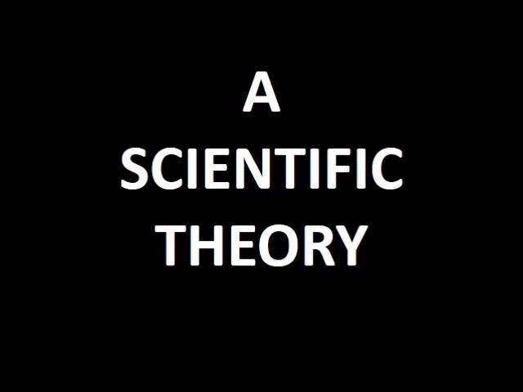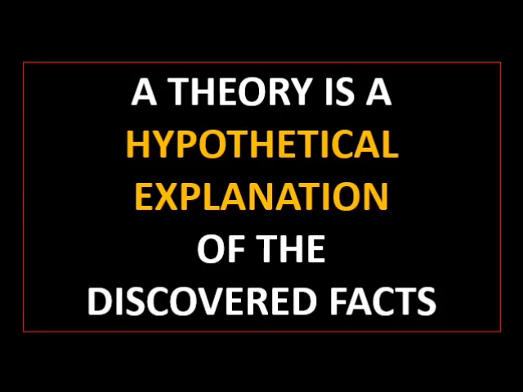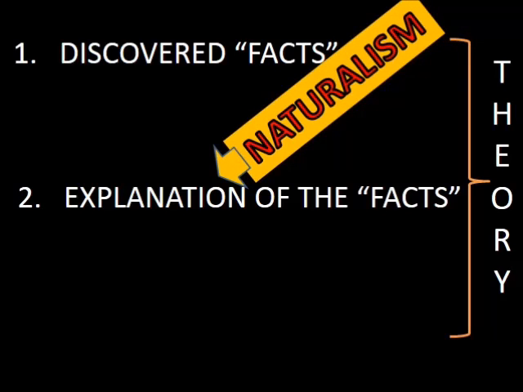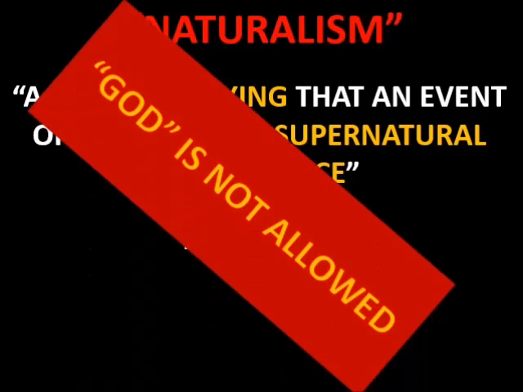Well, what is a scientific theory? A theory is a hypothetical explanation of the discovered facts. And hypothetical is the key word here. You have your discovered facts. You have your explanation. But the explanation of the facts is always based on a philosophical concept called naturalism. And what is naturalism? It's a theory denying that an event or object has a supernatural significance. Again, right out of the dictionary. Well, the meaning of this is God is not allowed, not in science.